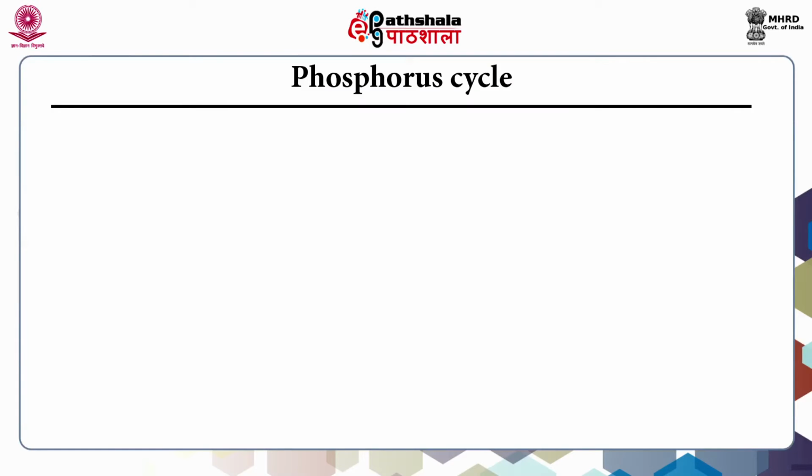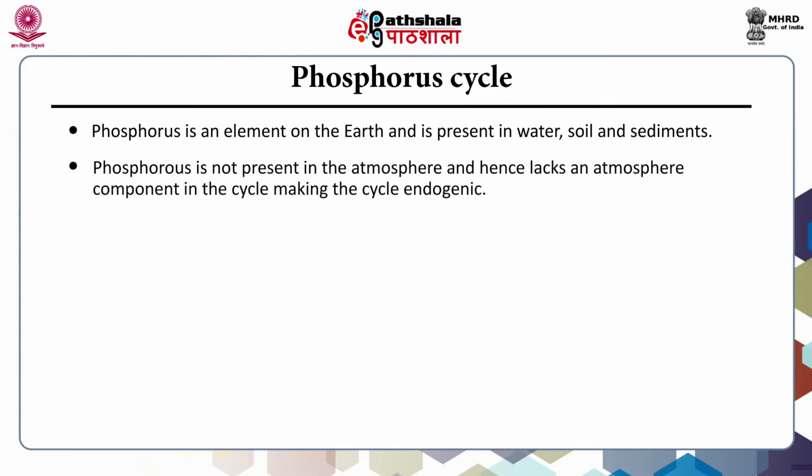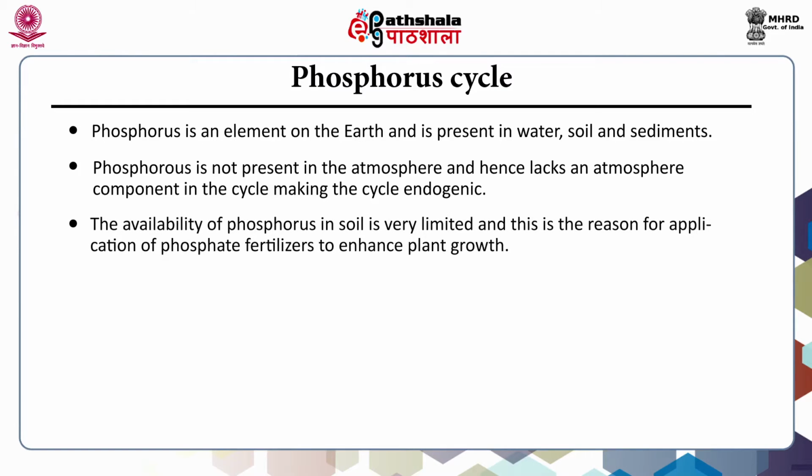Now, let us discuss the sedimentary cycles. The phosphorus is an example of a sedimentary cycle. It is an element that is present in earth in the form of water, soil and sediments. They are not present in the atmosphere and hence lack an atmosphere component in the cycle, making the cycle endogenic. Now, the availability of phosphorus in soil is very limited, and this is the reason for application of phosphate fertilizers to enhance the plant growth.